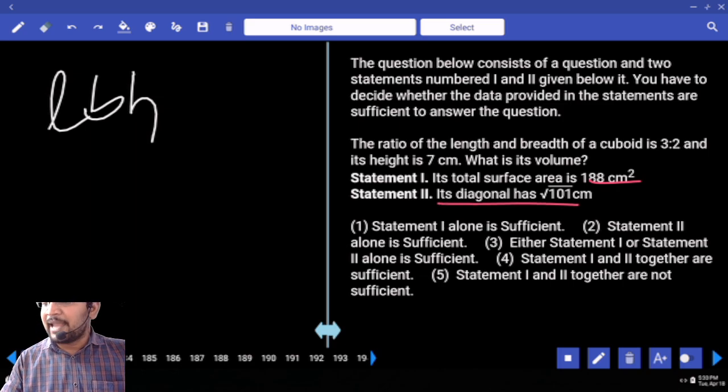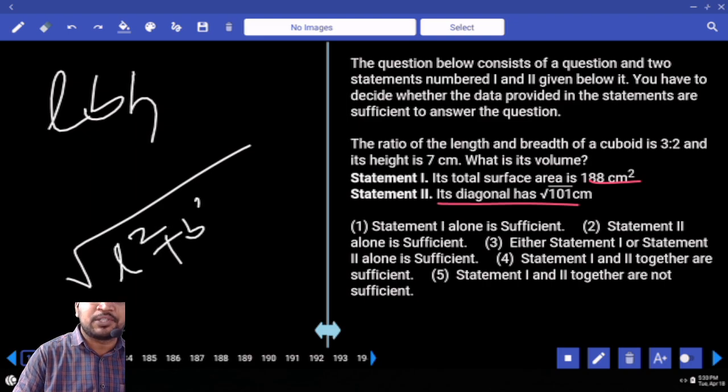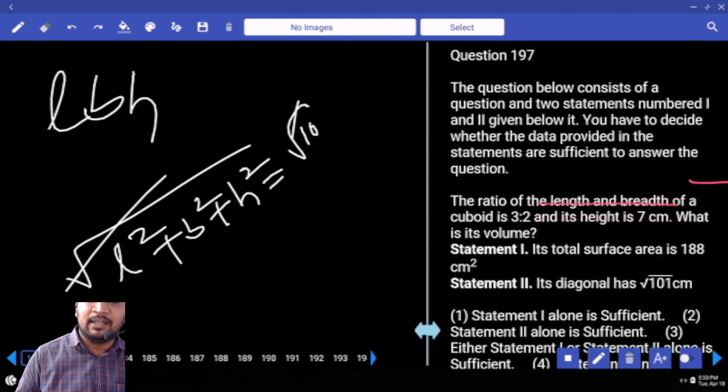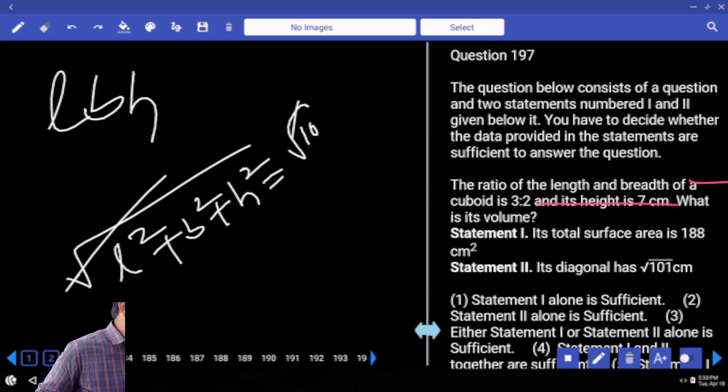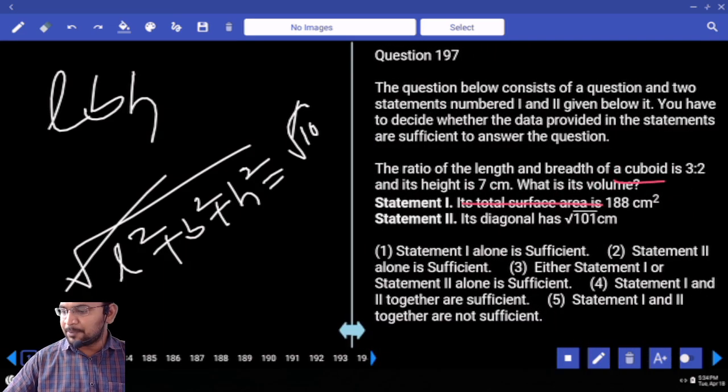Second statement: it's the diagonal. What is the diagonal of a cuboid? Root of L square plus B square plus H square. That is equal to root 101, so the root gets cancelled. Then you substitute L and B in terms of parts, and for H you substitute the direct value. Then you can get the value of 1 part. Once you get it, you substitute 3 parts and 2 parts, and you will get L and B. We already know H. If you substitute L, B, H, you will get the volume of the cuboid. So 1 alone is sufficient, and 2 alone is sufficient. Your answer is either 1 or 2. Is that option there? Yes. See the next question.